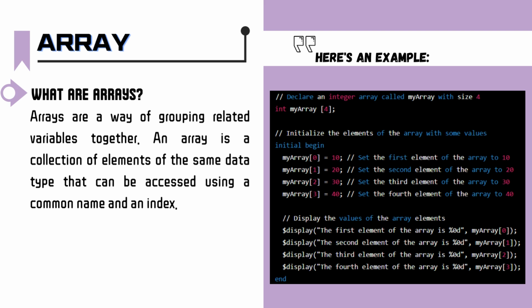Finally, we use $display statements to display the values of each element of the array. The %0d format specifier is used to indicate that we want to display the values as decimal integers. Overall, this code is a simple example of how to use an integer array in SystemVerilog and how to initialize and display the values of its elements.